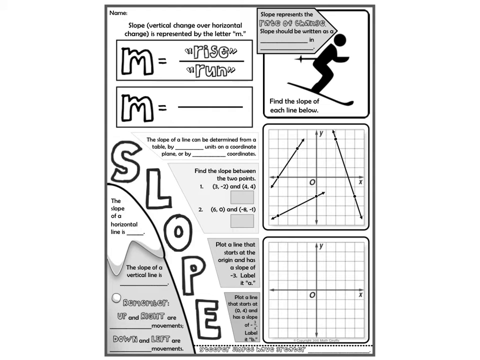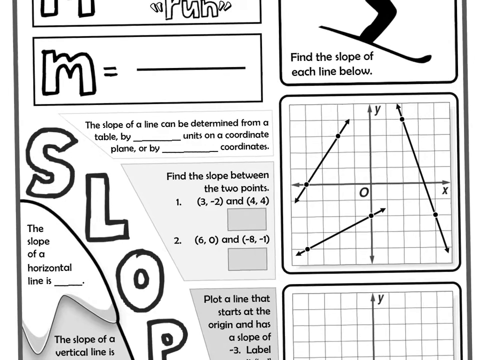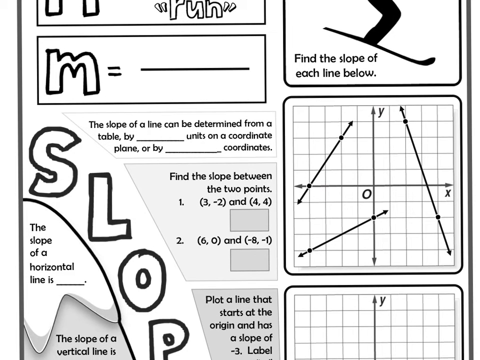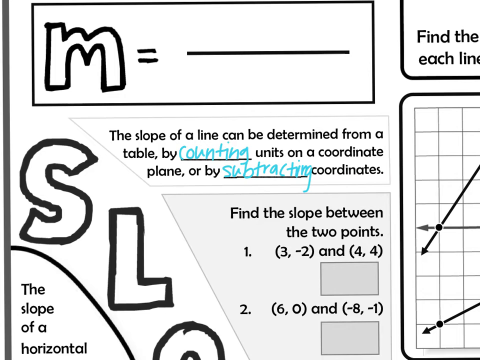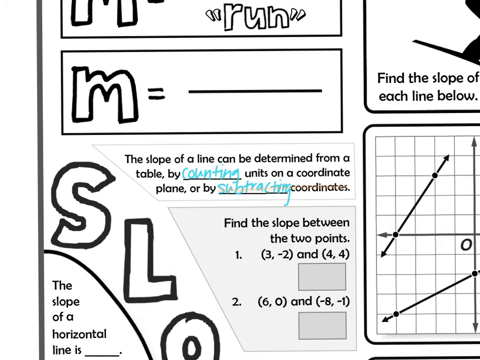Today we are going to finish filling out our doodle notes, and we are going to talk about other ways to find slope. So far we have found slope by counting units on a coordinate plane, but you can also find slope by subtracting coordinates. Today we are going to find slope by subtracting the coordinates, and there's a special formula that we will use, and we're going to fill it in up here in this box.